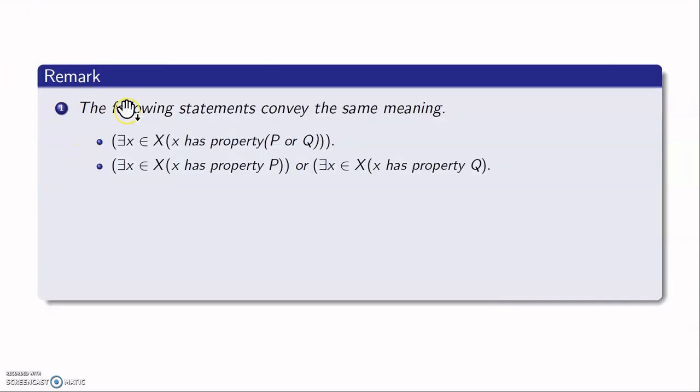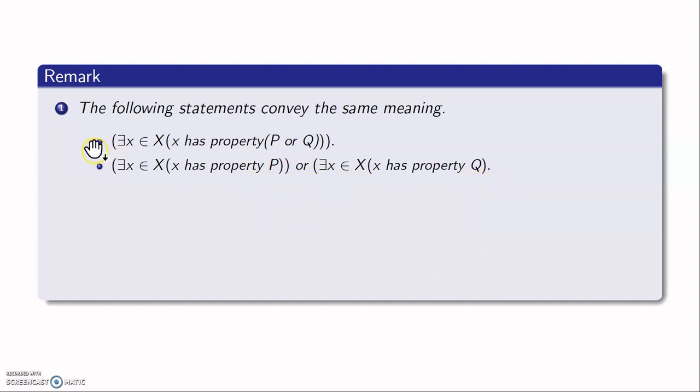Now, if you look at these two statements, these two convey the same meaning. Okay, let's look at the first one. This says there exists x in X such that x has property P or Q. There is a point in the set X which has either property P or Q, and I will split this statement into two parts this way. There exists a point x in X such that x has property P, or there exists a point x in X such that x has property Q.